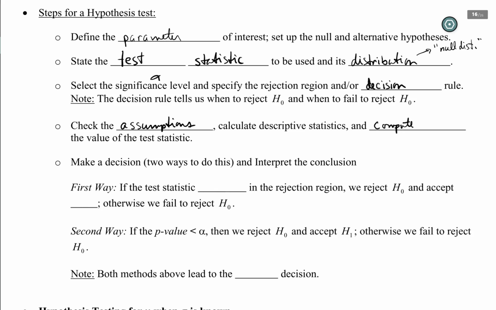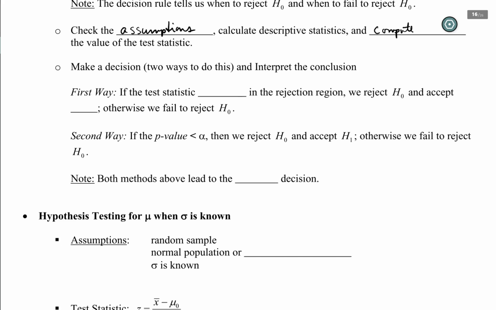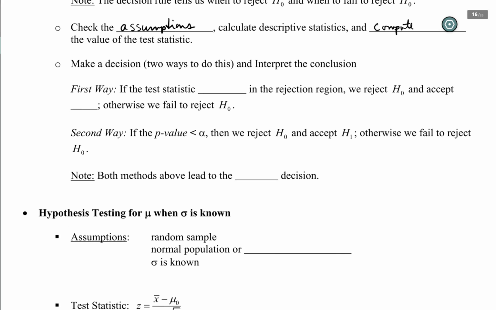Now there's two ways to make a decision. The first way is to ask yourself the question, does the test statistic lie in the rejection region? If the test statistic does fall in the rejection region, then we reject H0 and accept H1, the alternative hypothesis. If the test statistic does not fall in the rejection region, we fail to reject the null hypothesis. The second way of making a decision is as follows. If the p-value is less than alpha, then we reject H0 and accept the alternative. If the p-value is bigger than or equal to alpha, we fail to reject the null hypothesis.